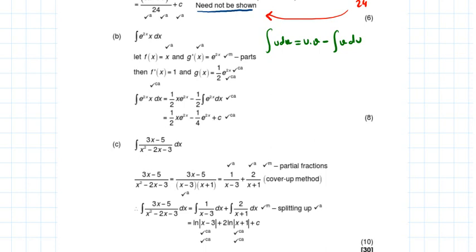So if I say my u is x, then du is dx, and dv is the remaining part, e to the power of 2x dx. Then v will be 1 over 2 e to the power of 2x, because of the chain rule. Now u times v is basically x times 1 over 2 e to the power of 2x. That's the first step.